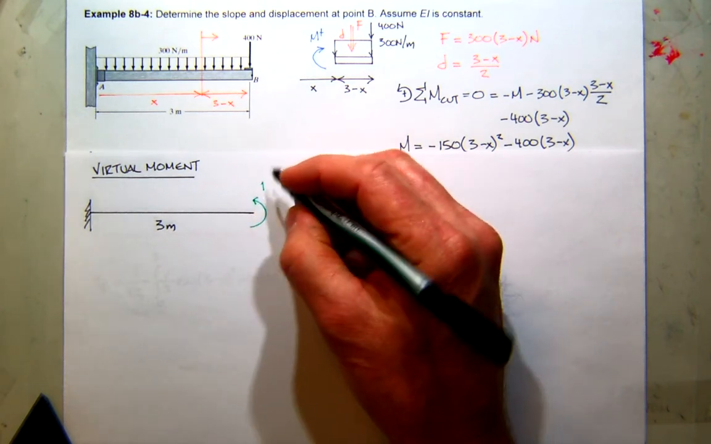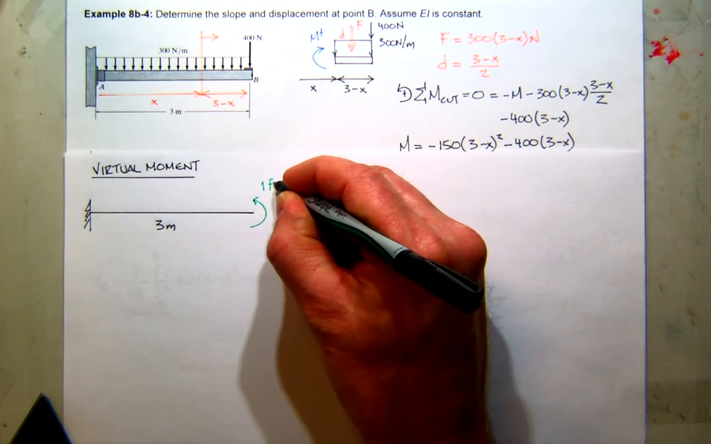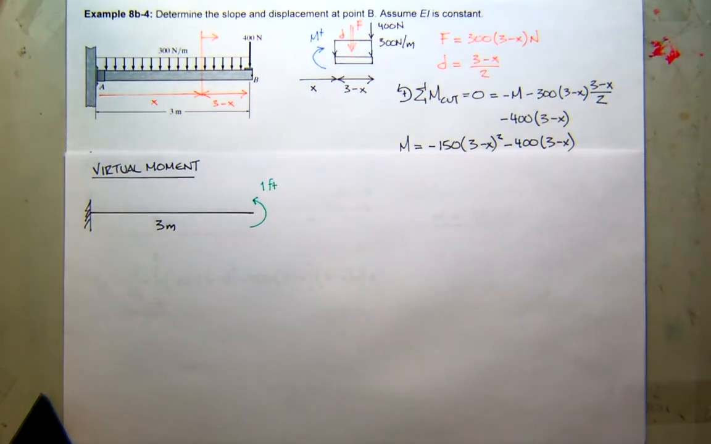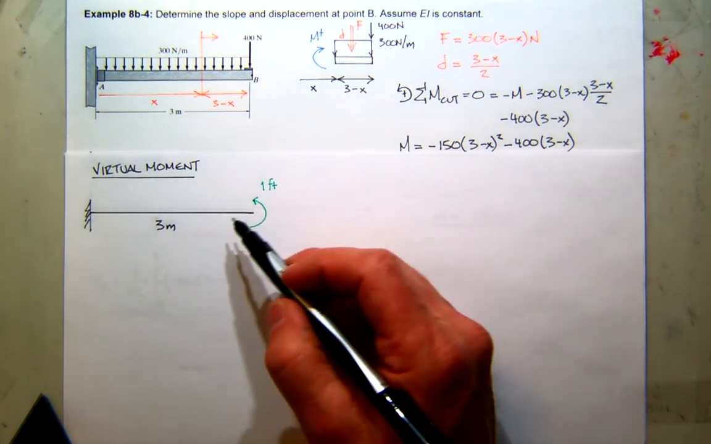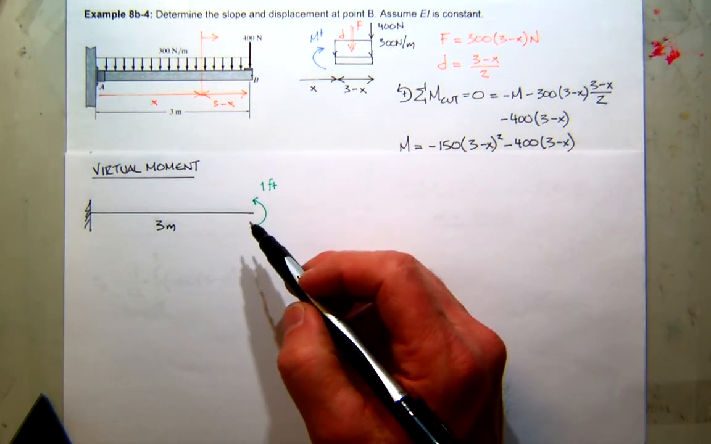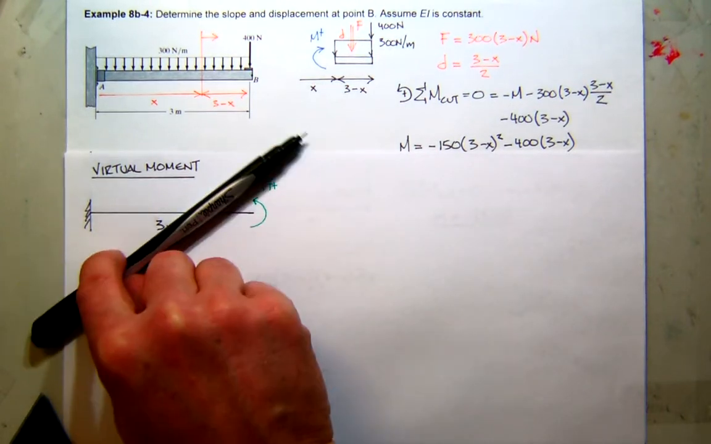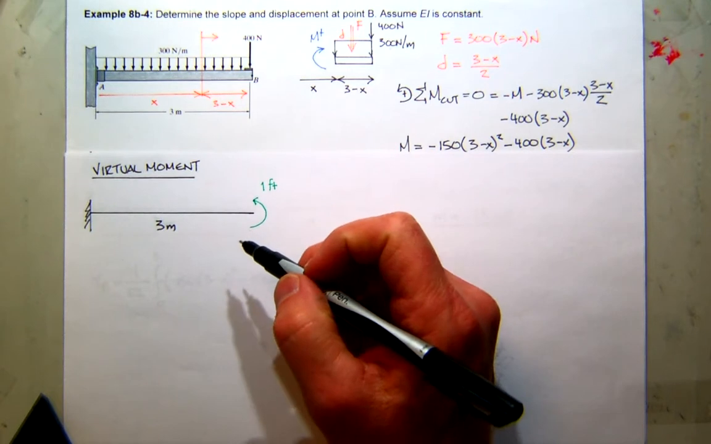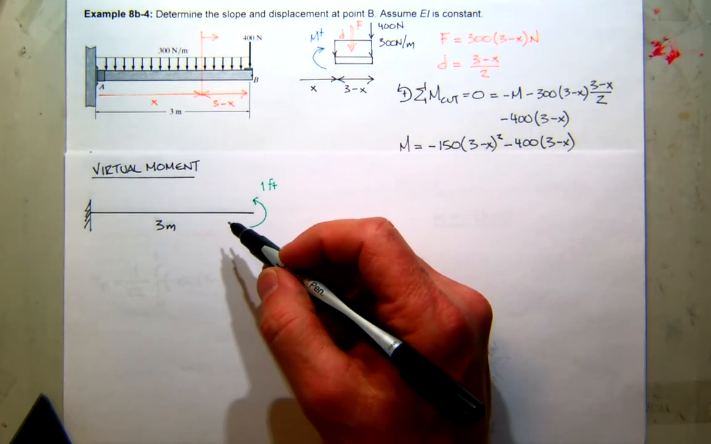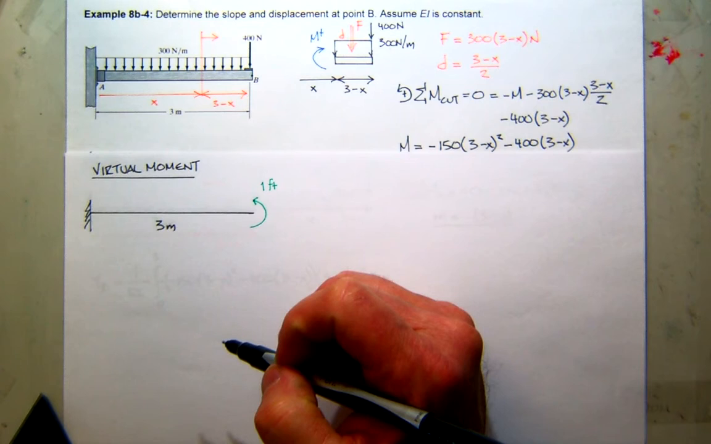And remember, the force unit is 0, and we're assuming that it is a moment, so it's got this weird unit of 1 foot. Now, how would this beam bend with this virtual moment? It's probably going to bend like this, right? And that's positive slope. So if we get a positive answer, we get positive slope. If we get a negative answer, it's going to be negative slope.